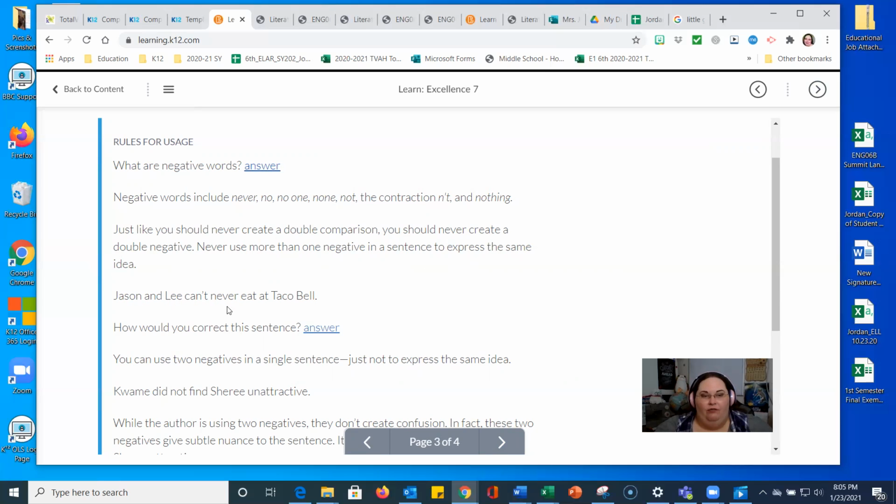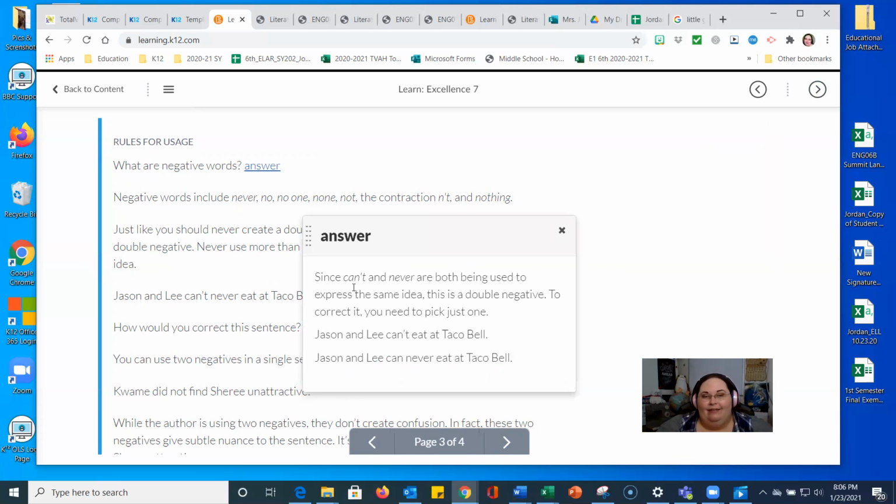Jason and Lee can't never eat at Taco Bell. How would you correct this sentence? Check and see if you're right. Since can't and never are both being used to express the same idea, this is a double negative. To correct it, you need to pick just one. Jason and Lee can't eat at Taco Bell, or Jason and Lee can never eat at Taco Bell.